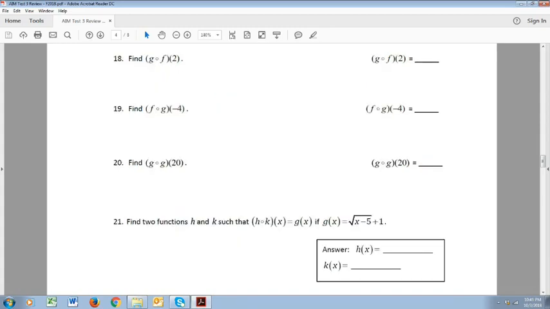All right, let's move on to number 18. So now we're doing the composition of functions. We did a couple of these earlier.